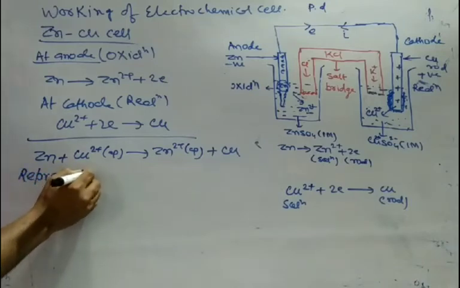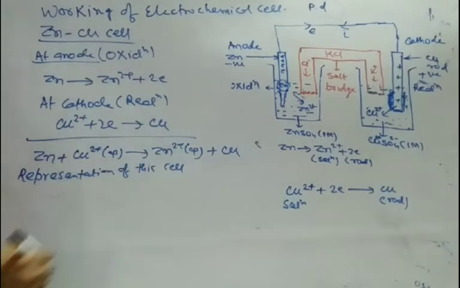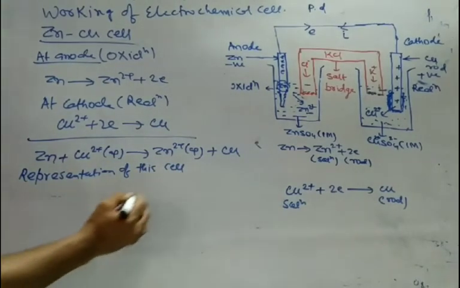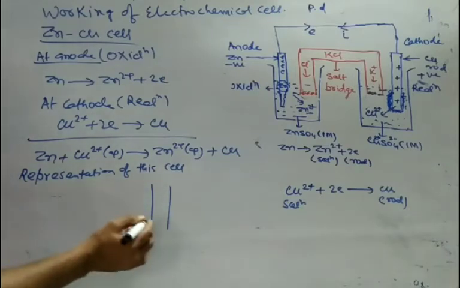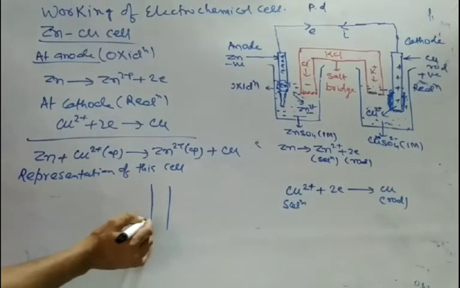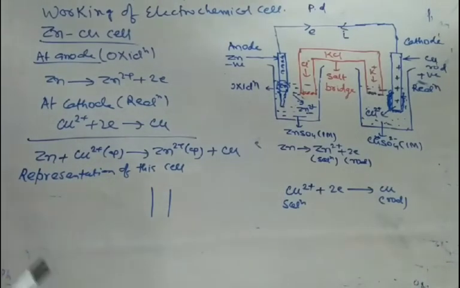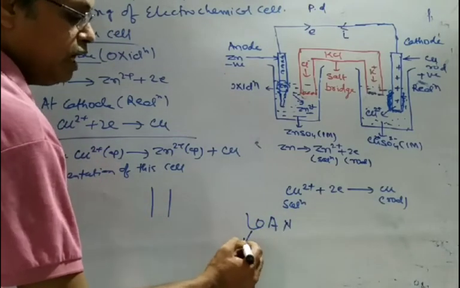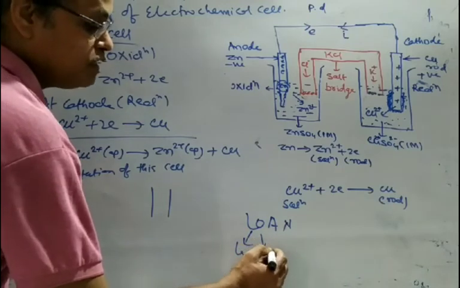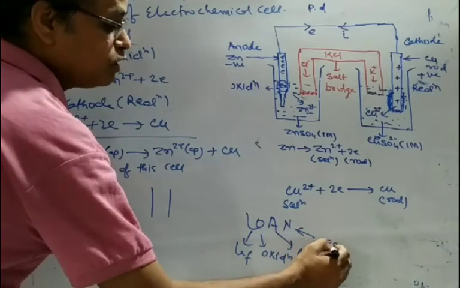Representation of the cell. See, when we represent this cell, the oxidation and reduction compartments are separated by a double vertical line known as the salt bridge. This is the symbol of the salt bridge, a double vertical line. Okay, on the left side, you should remember a word LOAN, L-O-A-N. L means left, O for oxidation, A for anode, and N for negative electrode.